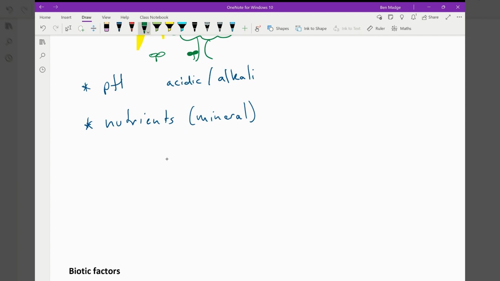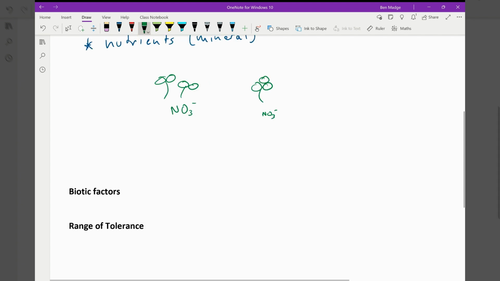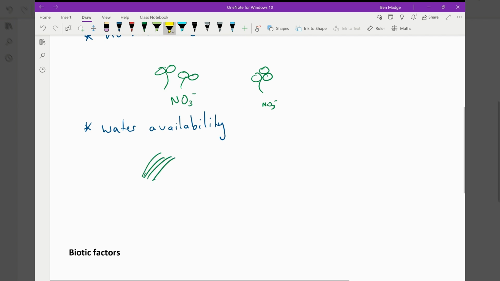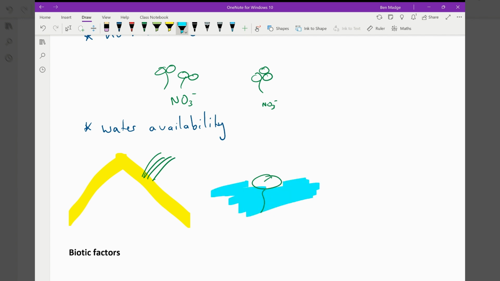So we might get some plants that can grow in areas that are very high in things like nitrates, and others that can grow in areas that are very low in nitrates. For example, they might have some sort of special adaptation that permits that. Then we also have things like water availability. You get drought-resistant plants like marram grass that will grow on sand dunes that can deal with very arid conditions, or plants like water lilies that can deal with absolutely loads of excess water, more water than they know what to do with.